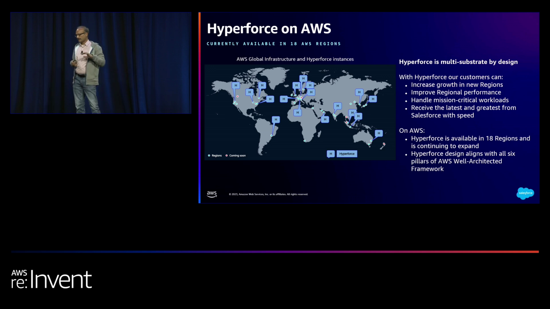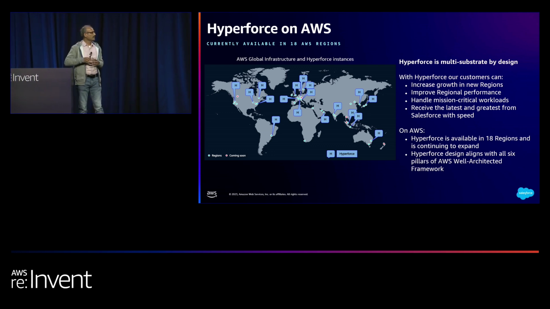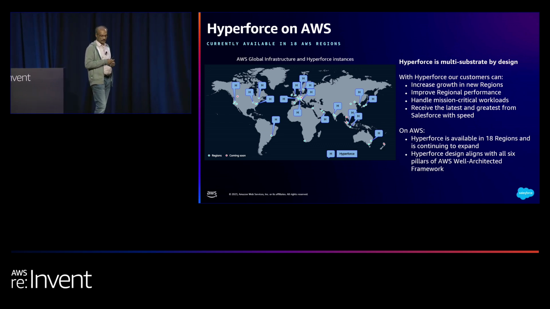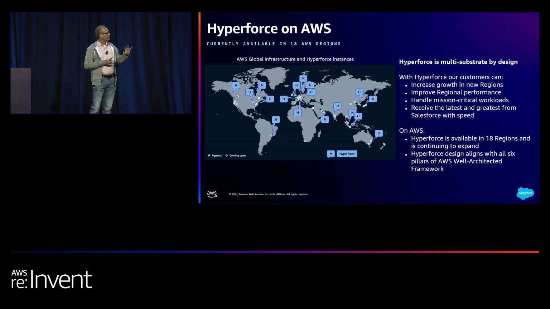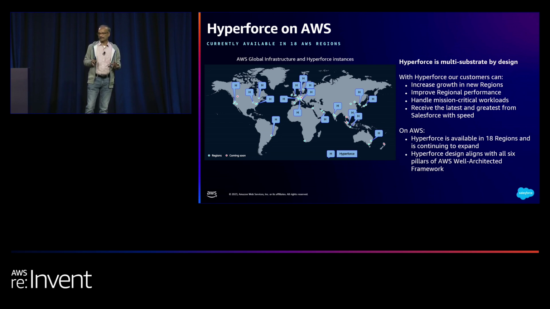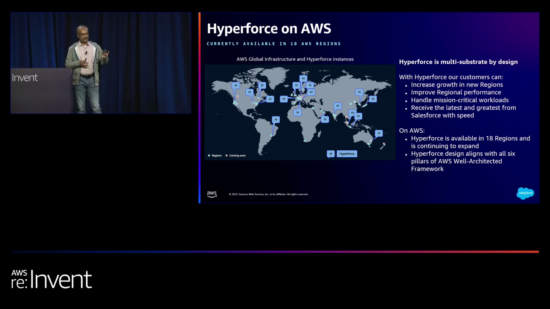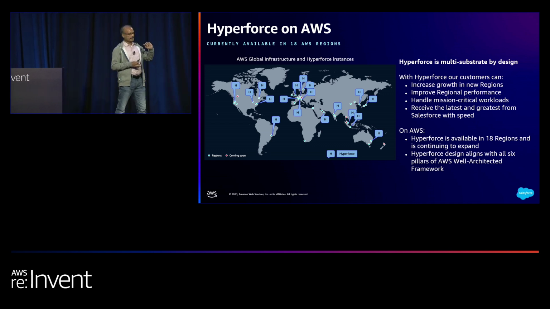And there are a couple of other regions where we are in the process of deploying Hyperforce and going through all the different compliance validations before we open it up for our customers. So as we speak, there are more regions that we are going into on AWS. And Hyperforce's design and implementation perfectly aligns with all 6 pillars of the AWS Well-Architected Framework. So you can rest assured that it is highly available, secure, and reliable, and so on.